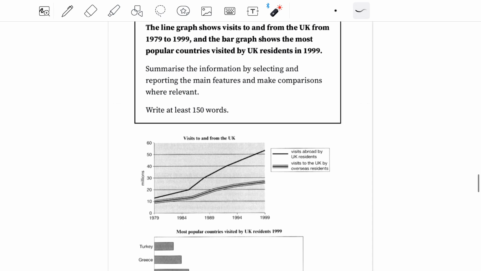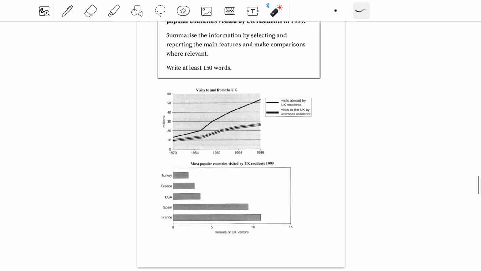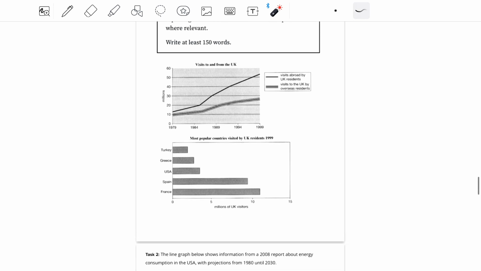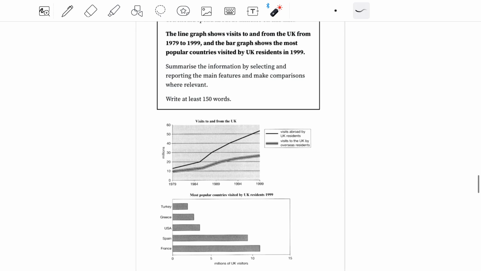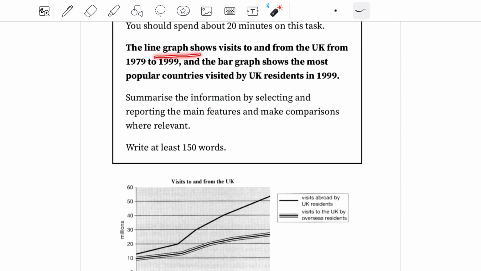I would again ask you to pause your video. So here this is a multiple line chart question, as you can see here. This question is about a line graph which shows visits to and from UK from 1979 and 1999.